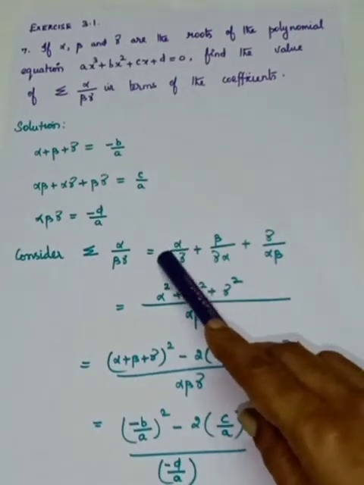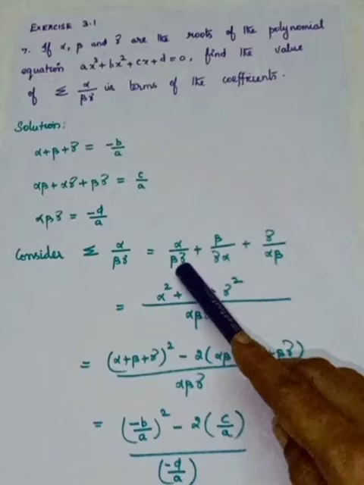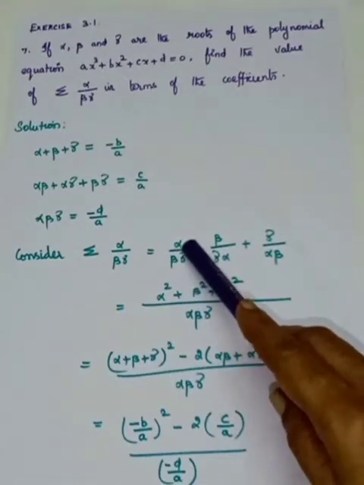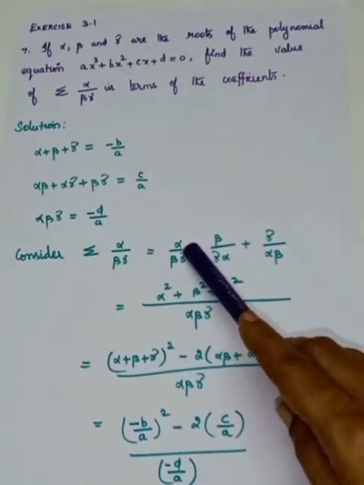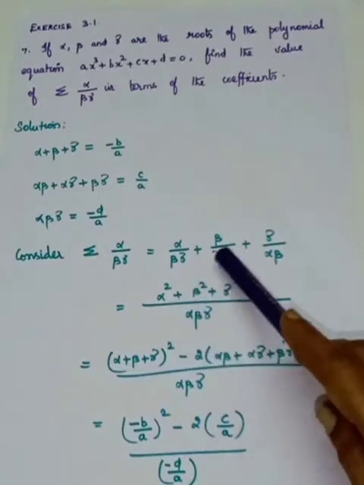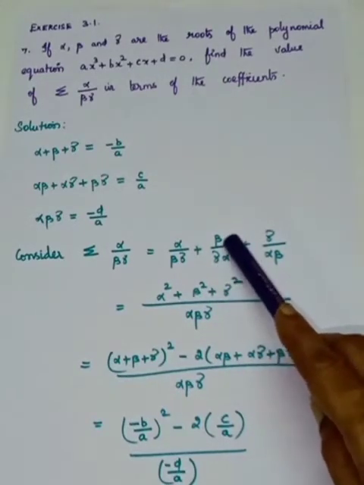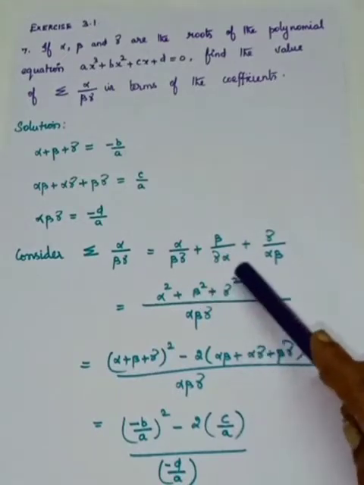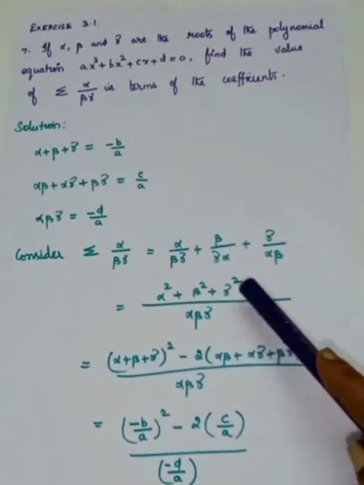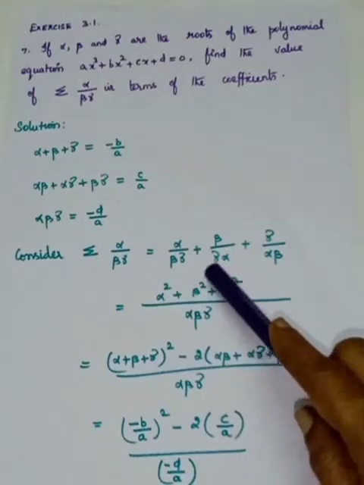Here you have beta gamma, so which is needed? Alpha. So the numerator has to be multiplied by alpha. So alpha into alpha is alpha square. In the same way, here beta is needed, so beta has to be multiplied in the numerator, that is beta square. Here plus gamma square.